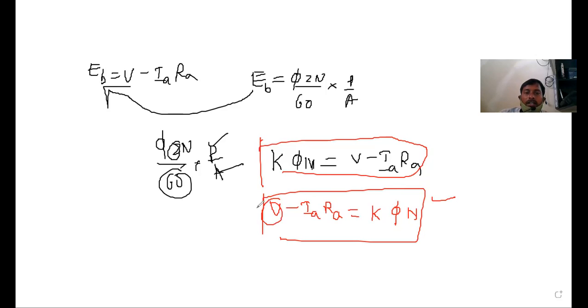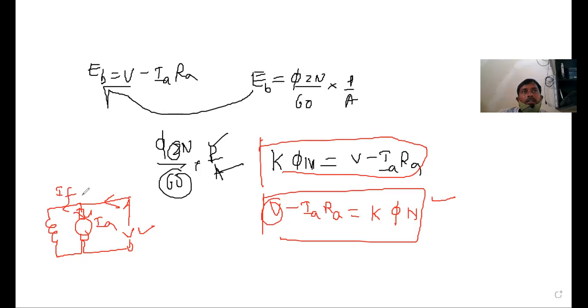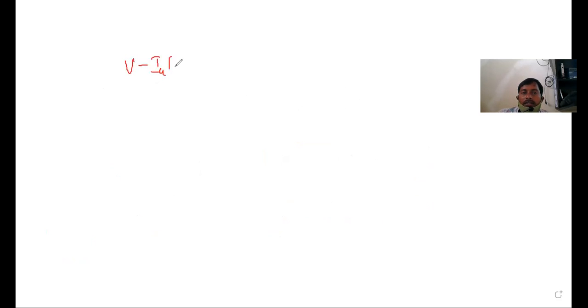For example, take a DC shunt motor like this, with a shunt field winding, and this is the applied voltage V. If you apply the voltage here, current passes to the load: this is Ia and this is If. According to the armature current, the motor will run. Here the induced EMF is the back EMF, Eb. So this is the input voltage, and V minus IaRa is equal to K times Φ and speed.